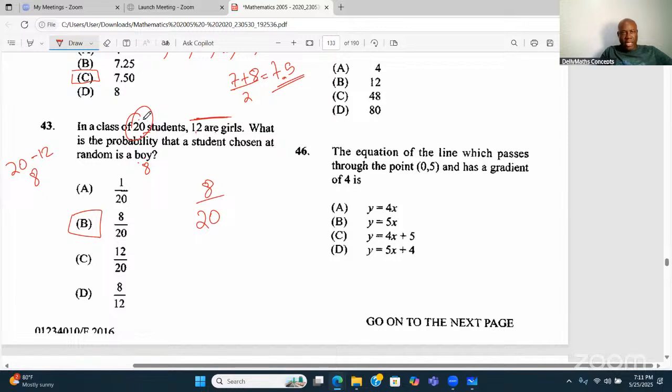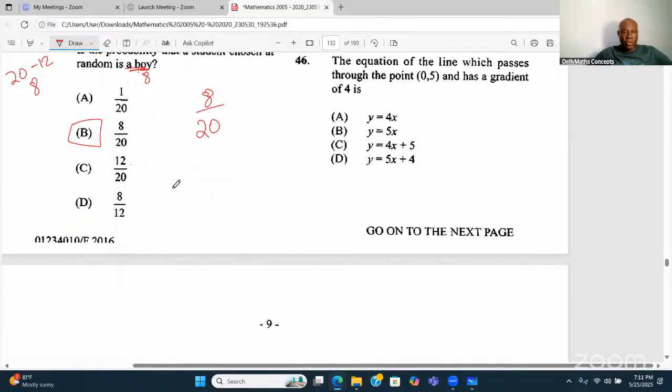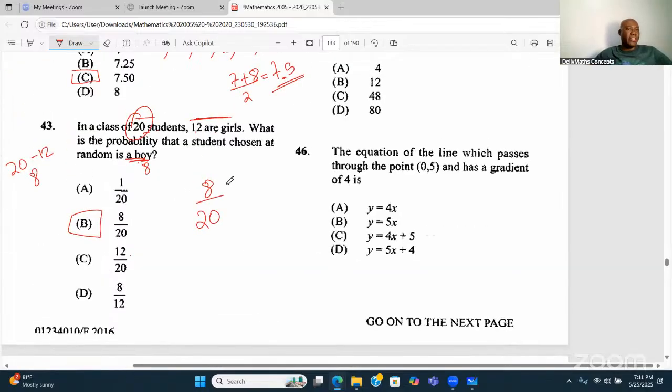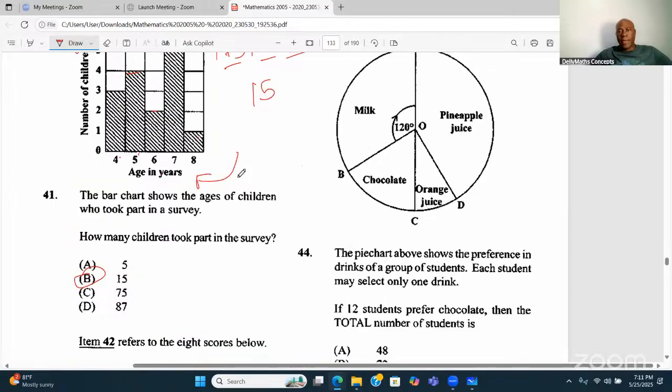They gave the girls, they gave the total, but the question is about boys. A lot of people put 12 over 20 and get it wrong. So you have to be careful, right? Let's go to question 43, 44, I should say.